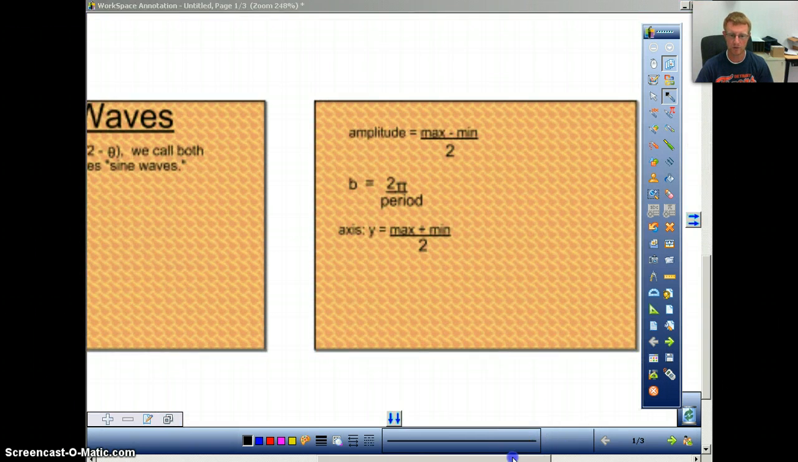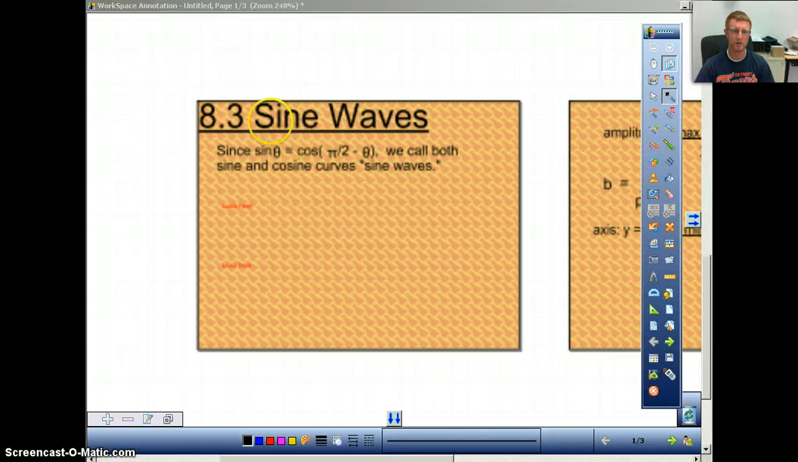What you're seeing here is that the sine of theta will be equal to the cosine of pi over 2 minus theta. Remember, pi over 2 is the same thing as 90. So 90 minus theta, it's the exact same thing. So that's when a sine and a cosine graph will be exactly the same. That's why we call both of them sine waves. We don't say, oh, this is a sine wave and this is a cosine wave. We just call them all sine waves because we can make them all be equal to each other.